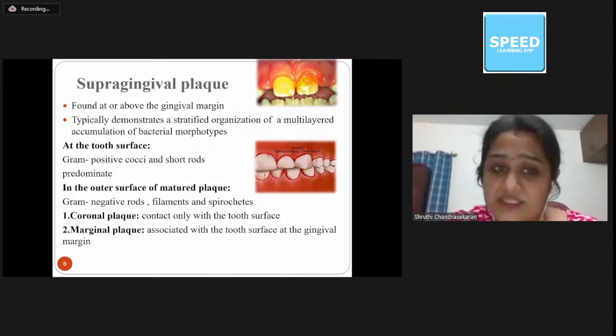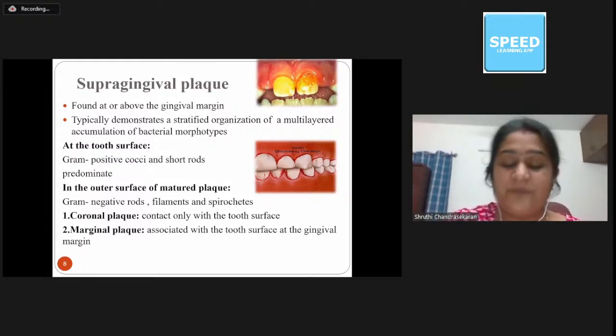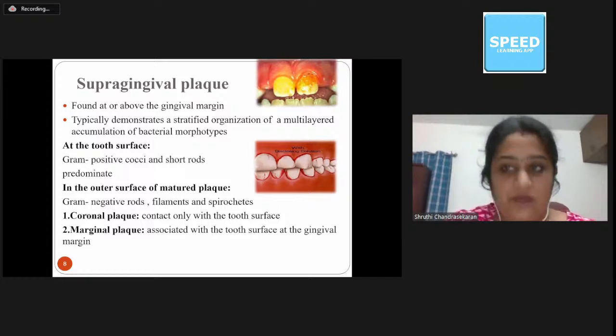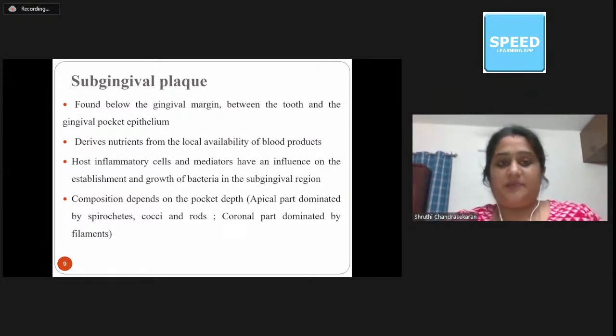And on the outer surface, it is mainly made up of gram-negative rods, filaments, and spirochetes. This is the composition of supragingival plaque. So the coronal plaque, as already mentioned, is in contact only with the tooth surface, whereas the marginal plaque is seen along the gingival margin. Next, moving on to the subgingival plaque.